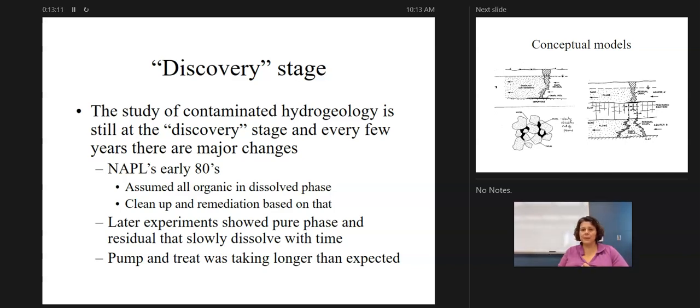MCL. Do you guys know what MCL stands for? There we go. Good. Maximum contaminant level. MCL is a really good one for you guys to know. MCL, maximum contaminant level. TCE, trichloroethylene. That's the Civil Action book. So you guys will know that one by the end of this.